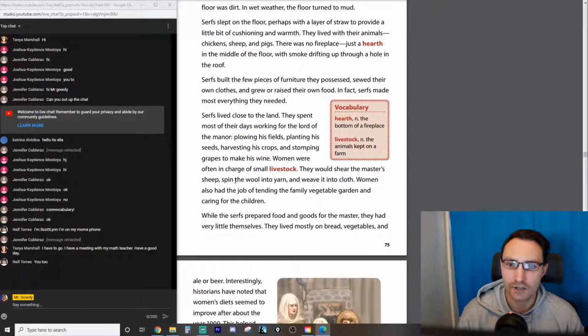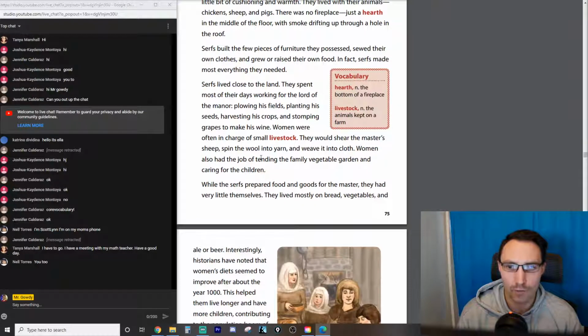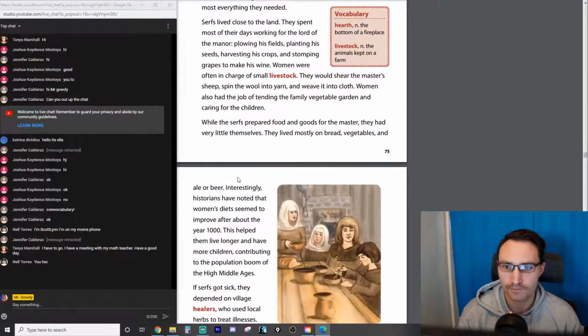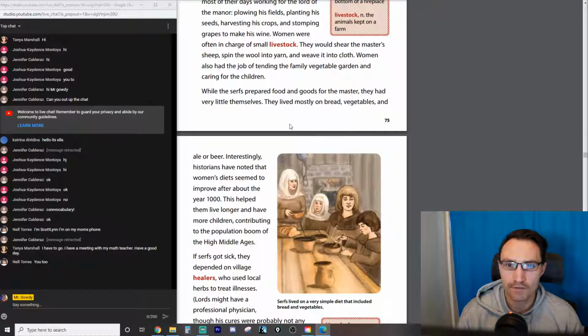Women were often in charge of small livestock. And there's our next vocabulary word, livestock, which is the animals kept on the farm. Continue to read. They would shear the master's sheep, spin the wool into yarn, and weave it into cloth. Women also had the job of tending the family vegetable garden and caring for the children. So women took care of the livestock, and they also took care of the garden. While the serfs prepared food and goods for the master, they had very little for themselves. They lived mostly on bread, vegetables, and ale or beer.